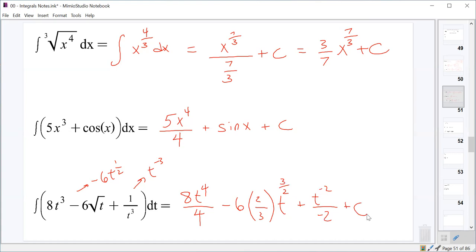And we're going to want to simplify that down. That is going to end up being here 2t to the 4th. 6 times 2/3 is 4. So minus 4t to the 3/2. We're going to have t to the -2 will drop to the denominator. So we'll have minus 1 over 2t squared plus that constant.